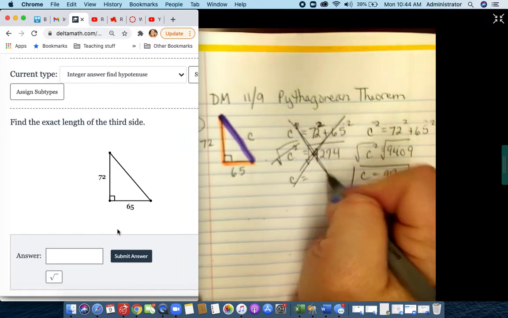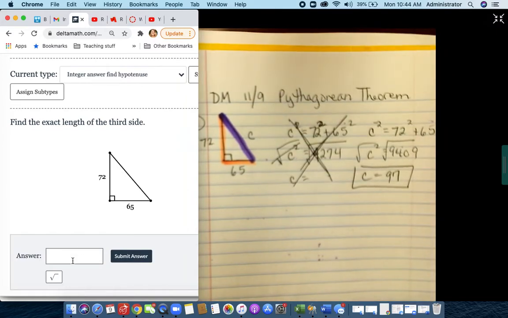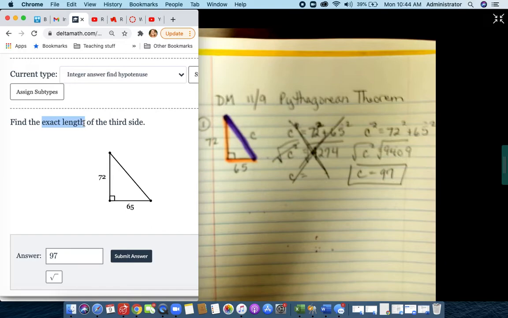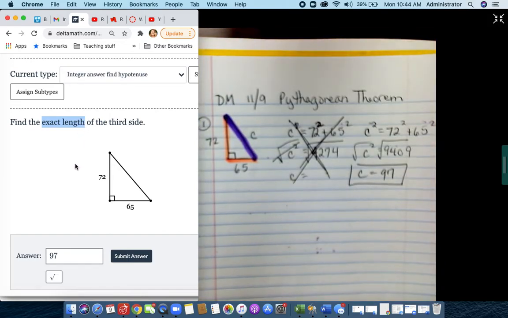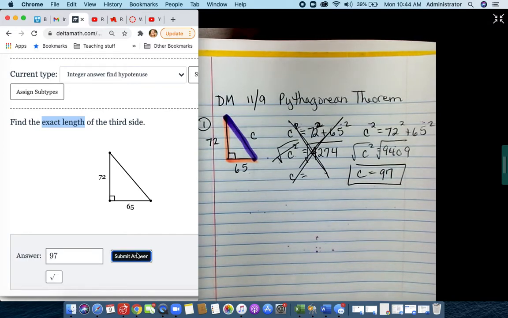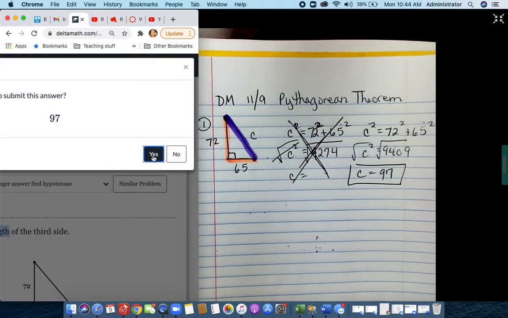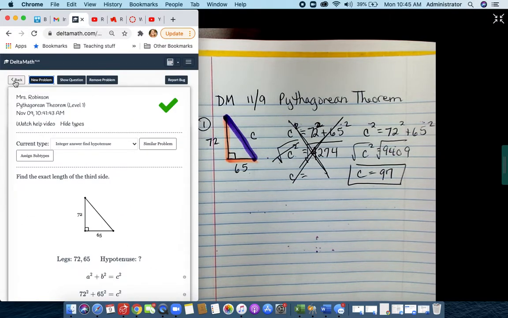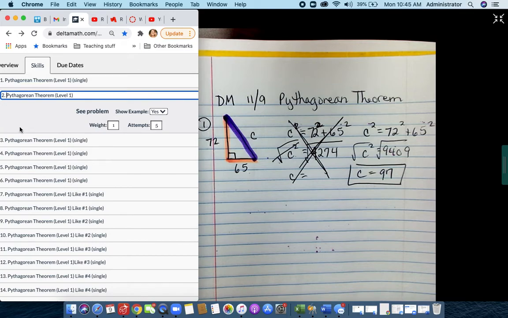Ignore this work here. So I'm just going to go over here and type in 97. Notice it does have a square root down here, and it does say find the exact length. That's going to be really important because on the first one, you get an integer solution. The next time, we're going to get an irrational solution, which means it's going to have a square root. And then the next one, it's going to say rounded. So we definitely need to be careful, okay? And that's correct. So on to number 2.